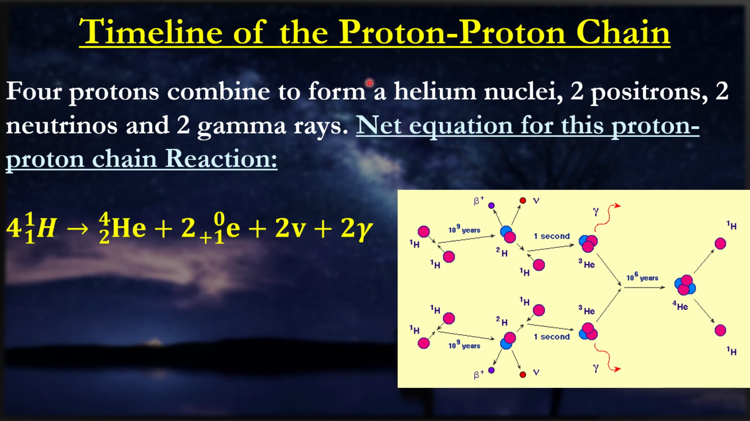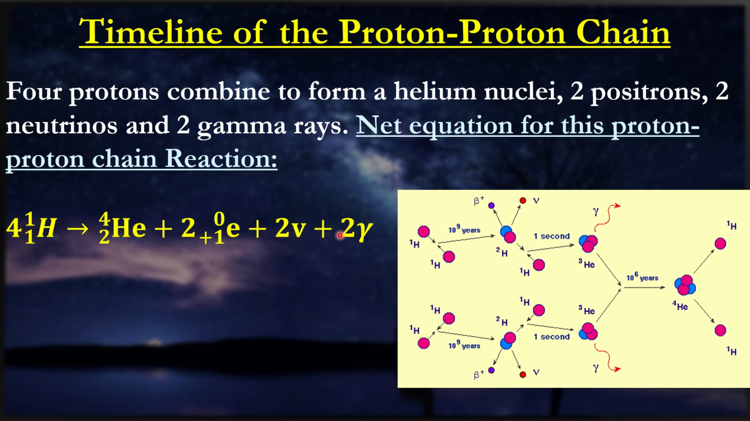Okay, so put generally, the overall timeline of a proton-proton chain reaction is given here. We have 4 hydrogen atoms that will form together to create a helium-4 nucleus, 2 positrons, 2 neutrinos, and 2 gamma rays.